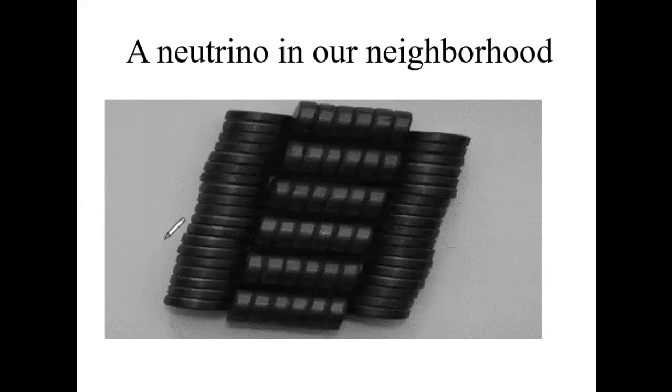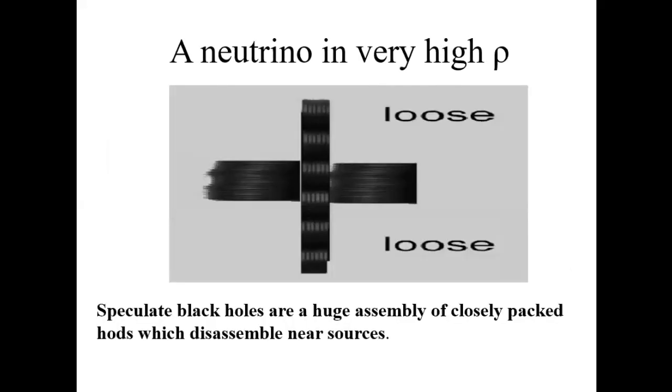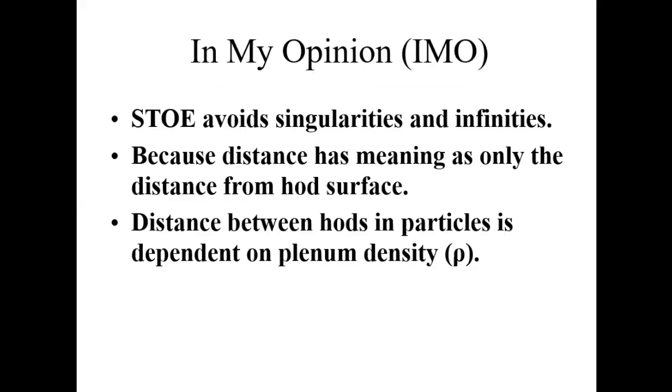baryonic particles. In a very high plenum density environment, the distance between the hods decreases, and therefore, if you had a strong structure in a low rho, you now have a weak structure in a very high rho situation, such as you see here. In my opinion, it's my model.